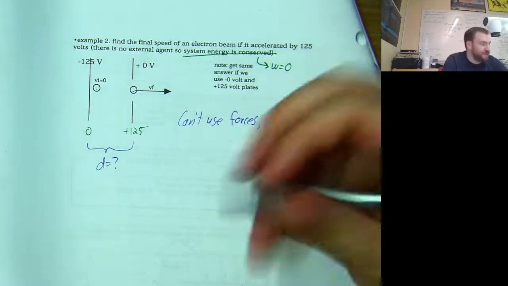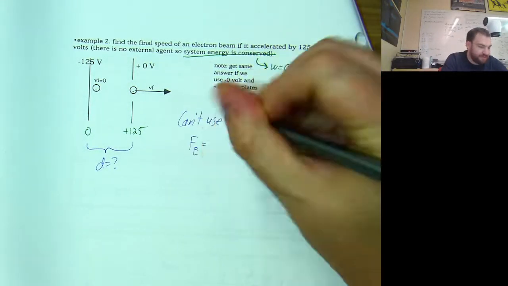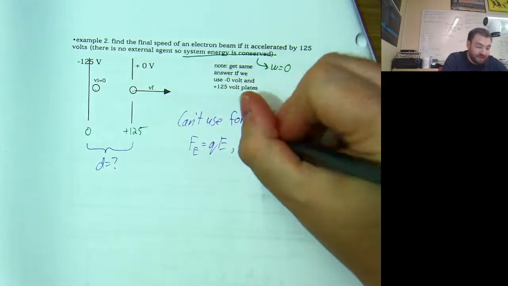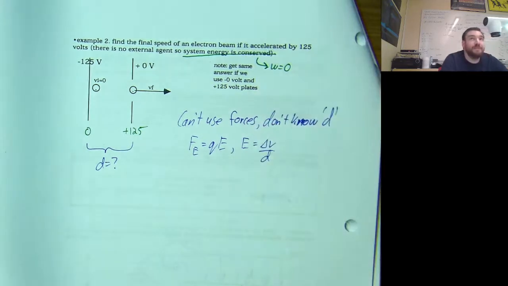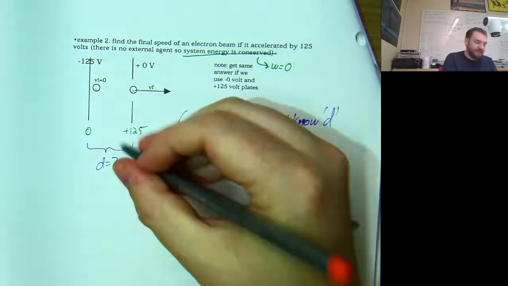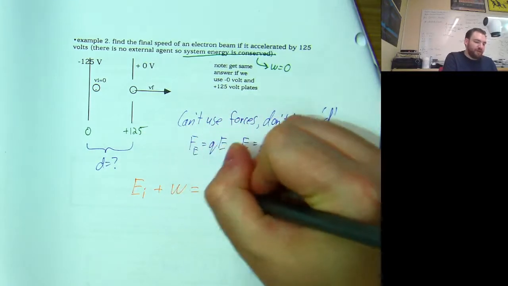And the forces, the dynamics route for this requires these 2 formulas. Electric force equals Q times the electric field strength, and electric field strength is equal to the change in voltage divided by the distance between the plates. We don't know the distance, we can't use dynamics, we have to use energy. So, using energy to find the work.